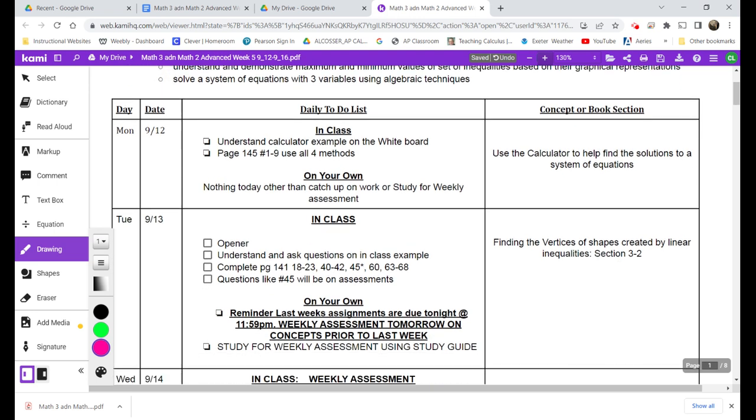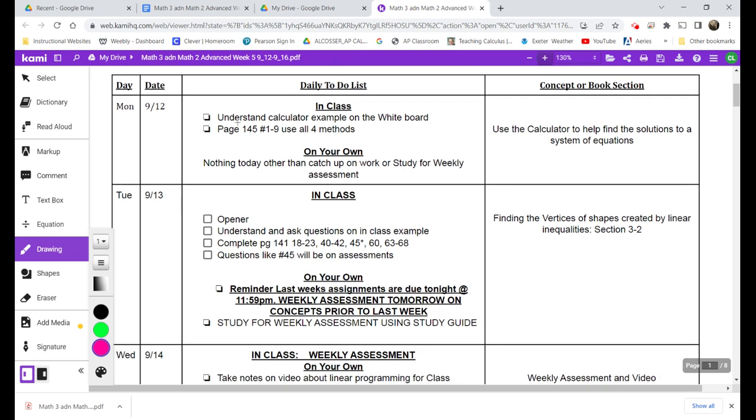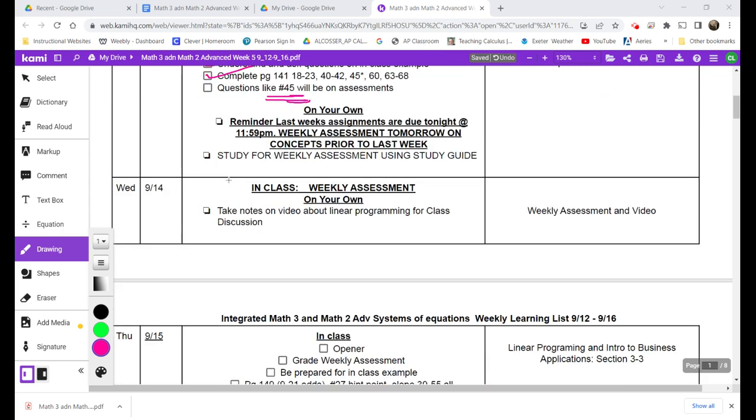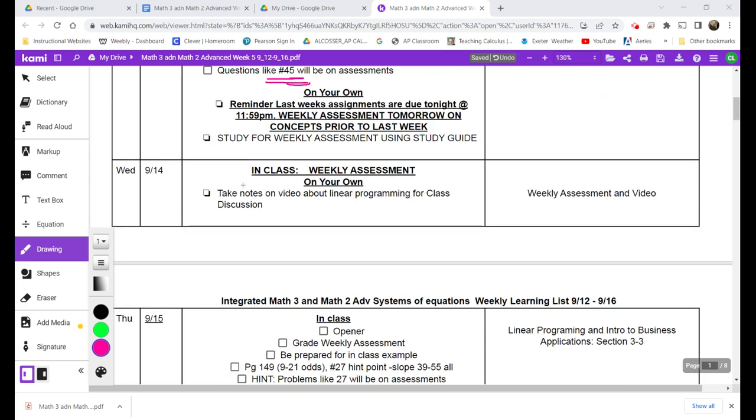And so when we look at this, I've given you guys these ones that you should have done for today. You had the opener yesterday. We're looking at asking questions on the example. Not many had questions. We're working on this. Really look at 45. I'll go over that one in class also. And then we had our weekly assessment today, and we're right here about linear programming. And we're working on that video.